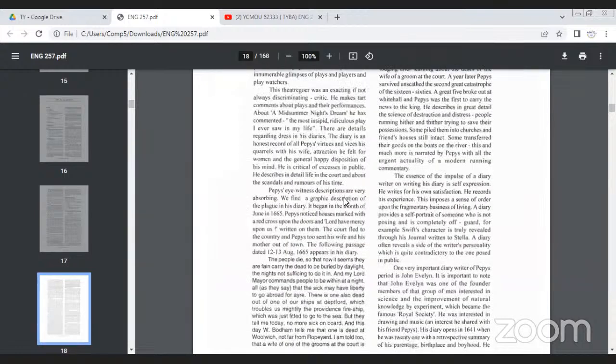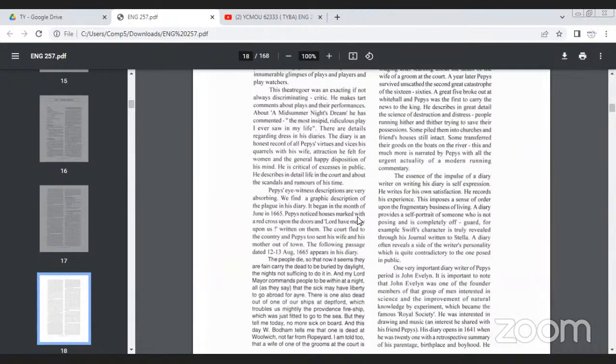Pepys's eyewitness descriptions are very absorbing. We find a graphic description of the plague in his diary. It began in the month of June in 1665. Pepys noticed houses marked with the red cross upon the doors, and "Lord have mercy upon us" written on them. The plague spread through the country, and Pepys sent his wife and his mother out of town.